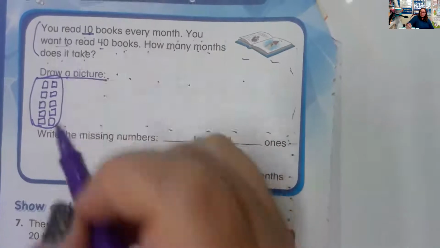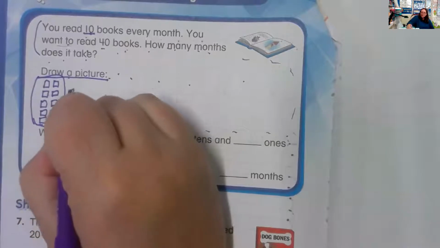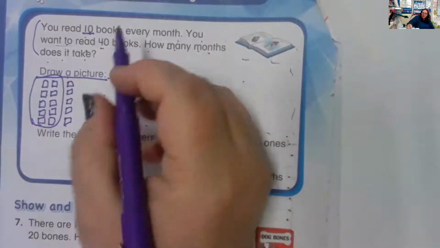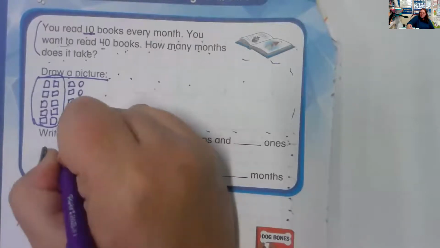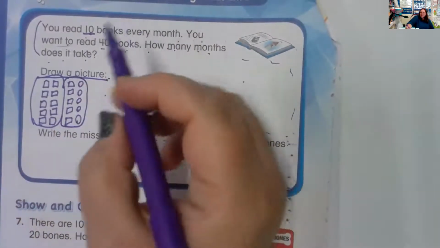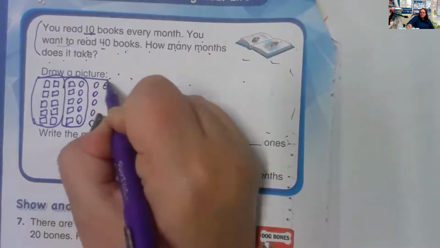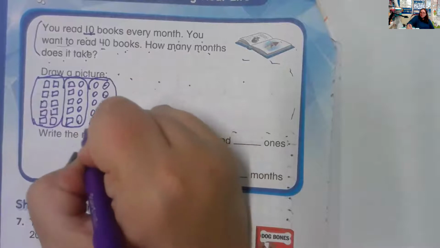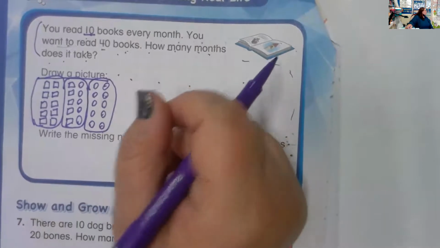40. Okay. So 1, 2, 3, 4, 5. Can we just do circles? Yeah. Okay, thank you. 6, 7, 8, 9, 10. Okay. 1, 2, 3, 4, 5, 6, 7, 8, 9, 10. Are you drawing with me? Should you be? Yes. Boy, I just drew a lot.